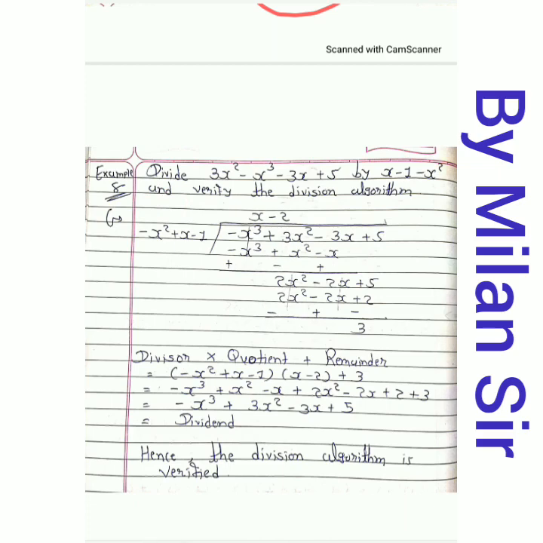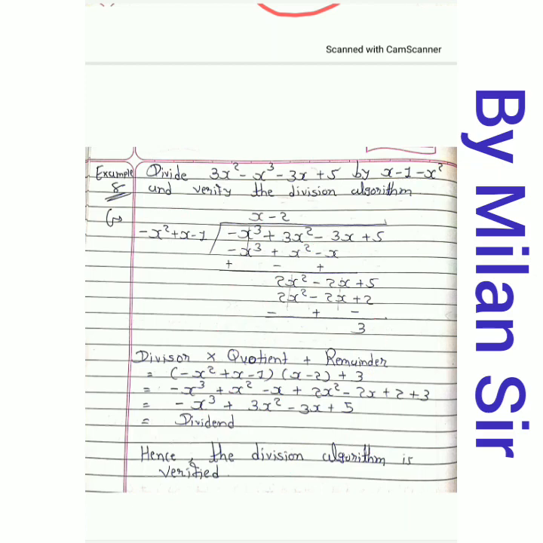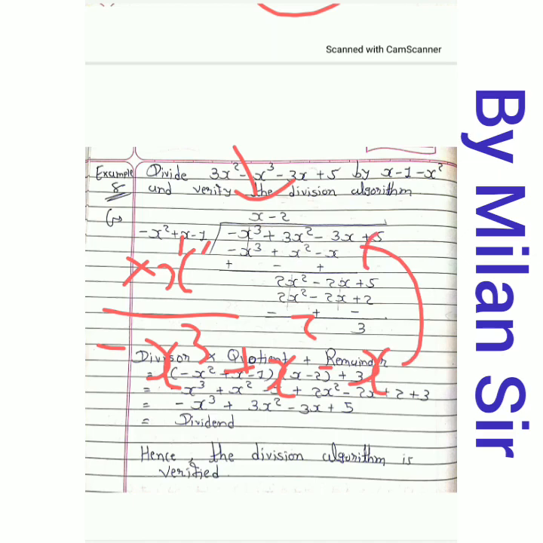Now again, first term with first term. Here we have x cube, and here we have minus x square. So minus minus cancel, 3 minus 2, 1. So only x. That I have written here in my quotient polynomial, x. So multiply this polynomial by x. Minus x square into x, x cube. Now second term plus x into x, x square. Then last term minus 1 into x, so minus x. So that I have written here: minus x cube plus x square minus x.